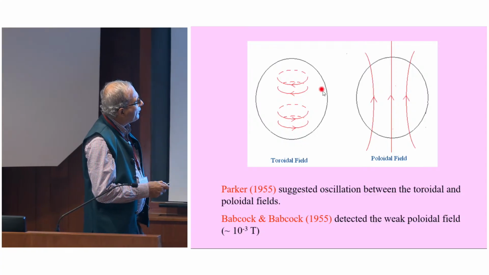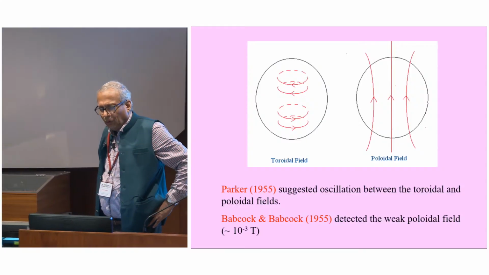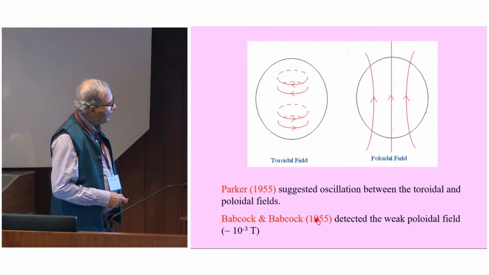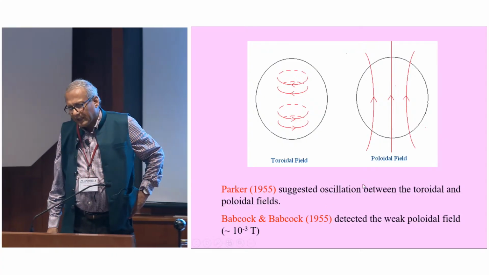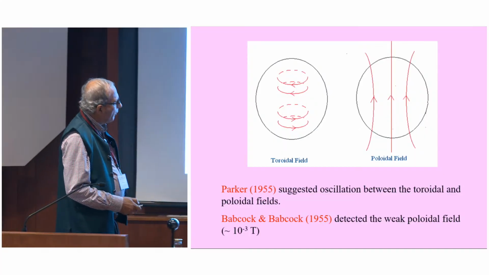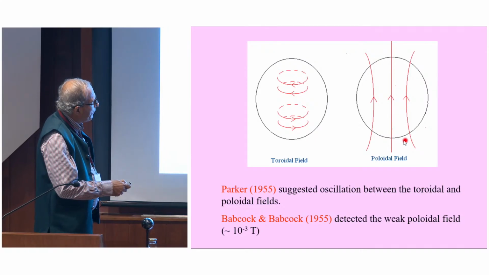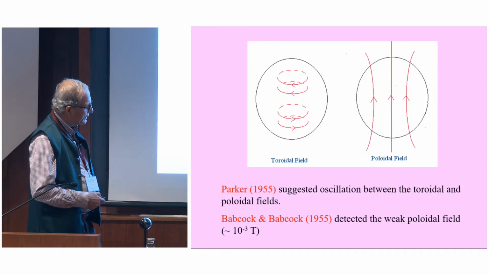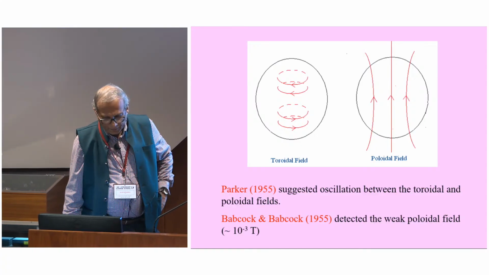So this was a remarkable hypothesis for that time, because at that time astronomers didn't even know whether the sun has a poloidal field. And in fact, in the very same year, 1955, Babcock and Babcock, a father and son pair of astronomers, found first compelling evidence that there is a weak magnetic field in the polar regions of the sun of strength about 10⁻³ Tesla, much weaker than the magnetic field inside sunspots.